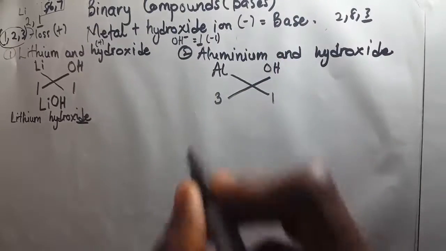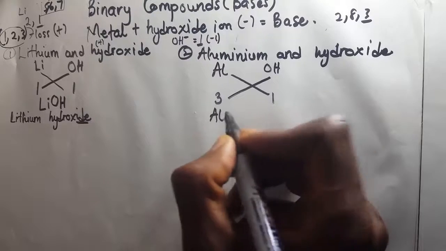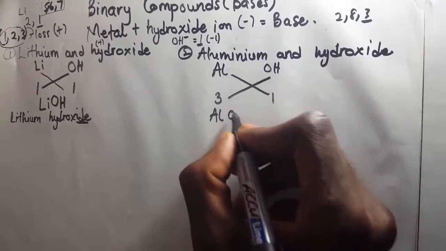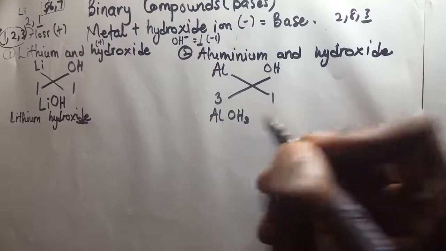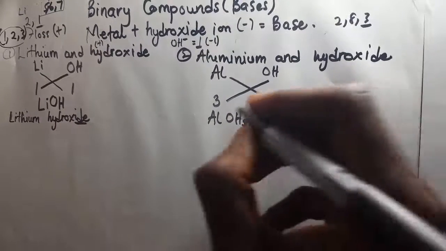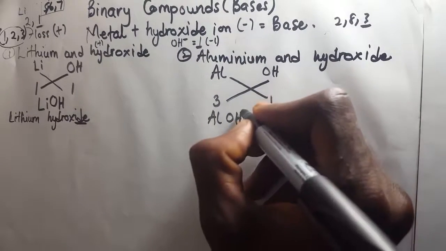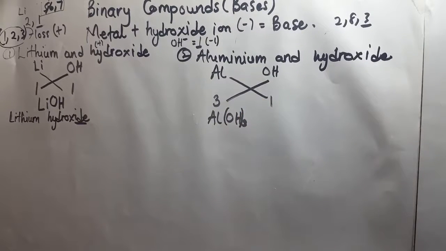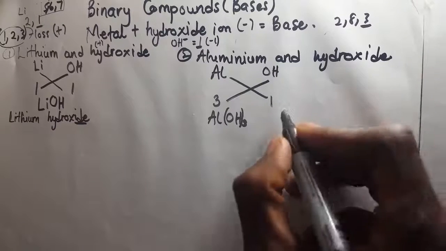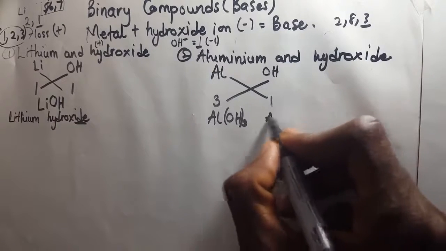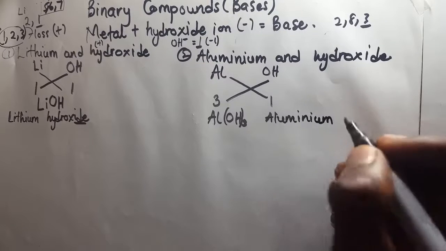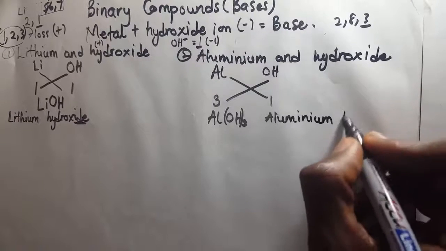So after crossing, you're going to have Al. Now this 3 is going to affect the O and the H. When I write OH and put a 3 here, the 3 is only affecting the H. But what you need to do is bring a bracket here and here. So we now have what you call aluminium hydroxide.